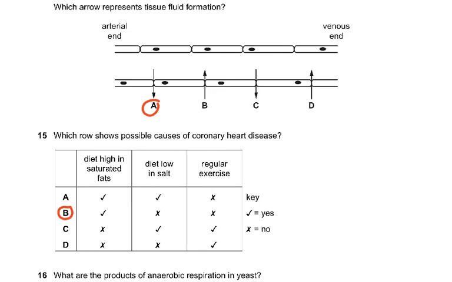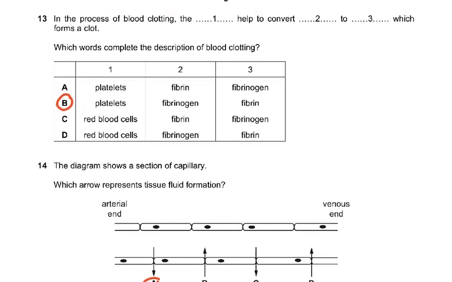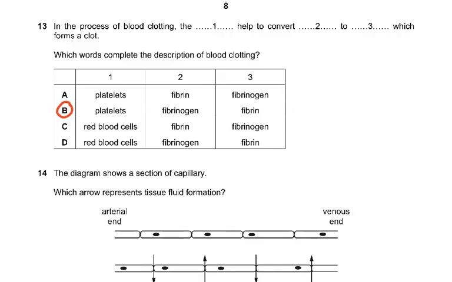Which is question number 13. In the process of blood clotting, D1 helps to convert 2 to 3, which forms a clot. Which word is complete? So what do we write here in this space? And what do we write here in this space?